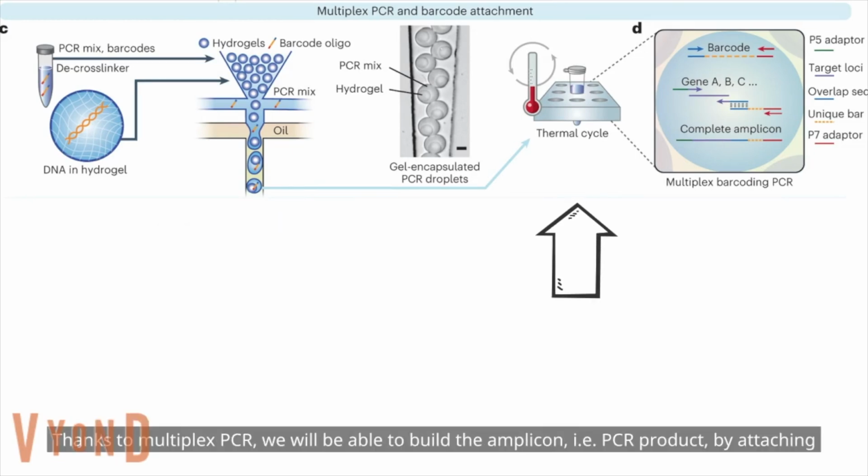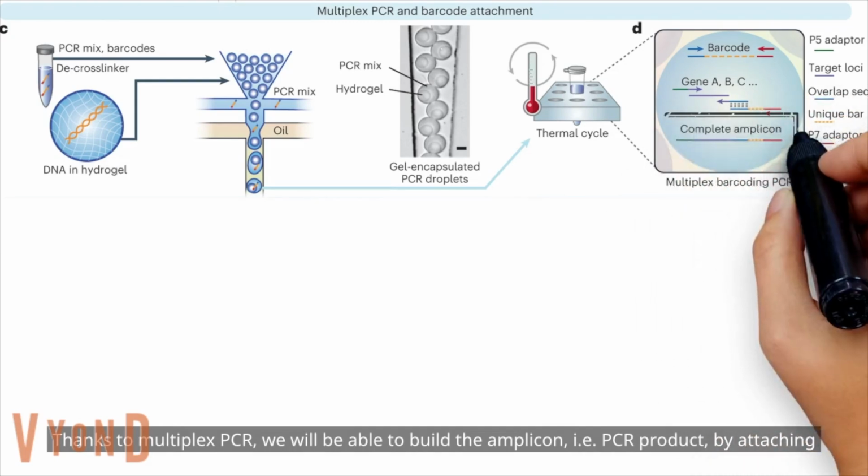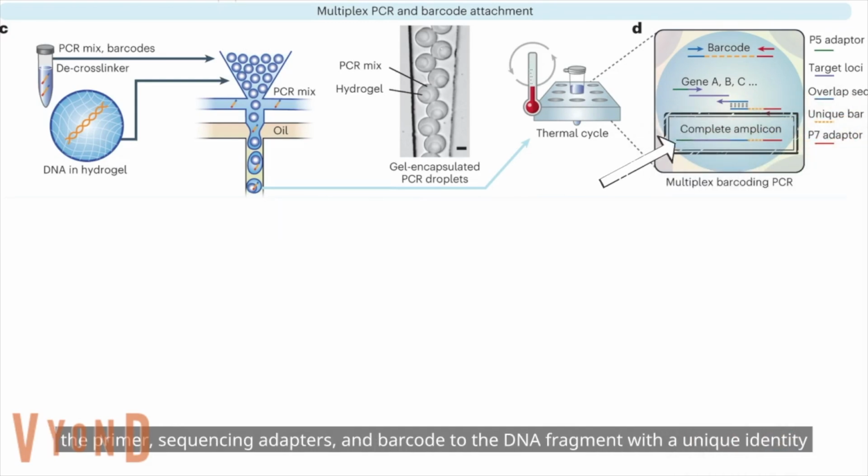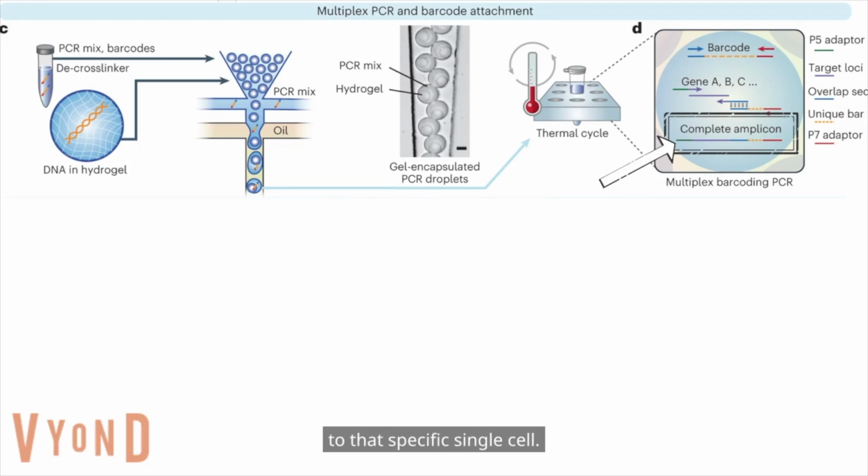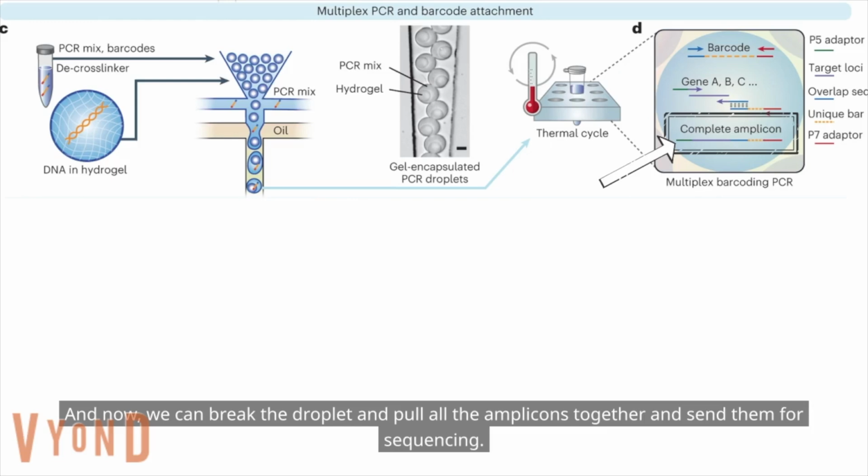Then through multiplex PCR, we will be able to build the amplicon, i.e. PCR product, by attaching the primer, sequencing adapters, and barcode to the DNA fragment with a unique identity to that specific single cell. And now we can break the droplet and pull all the amplicons together and send them for sequencing.